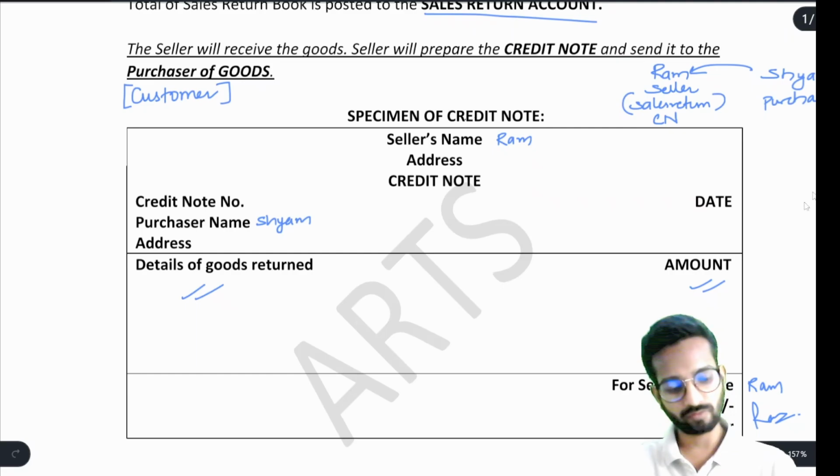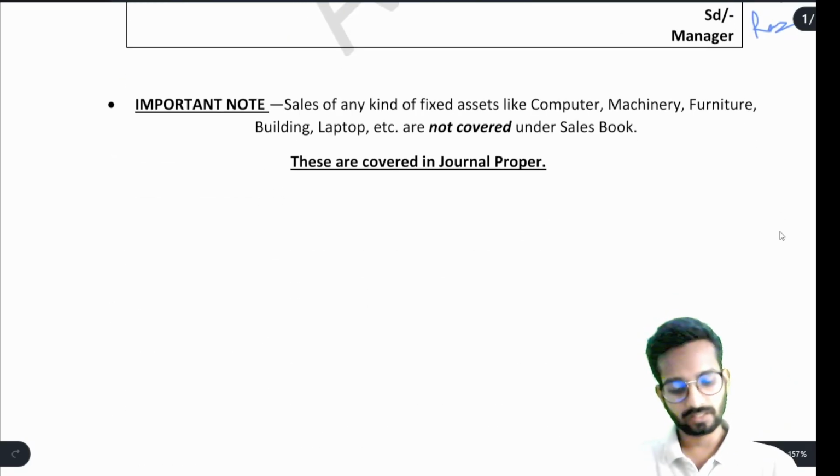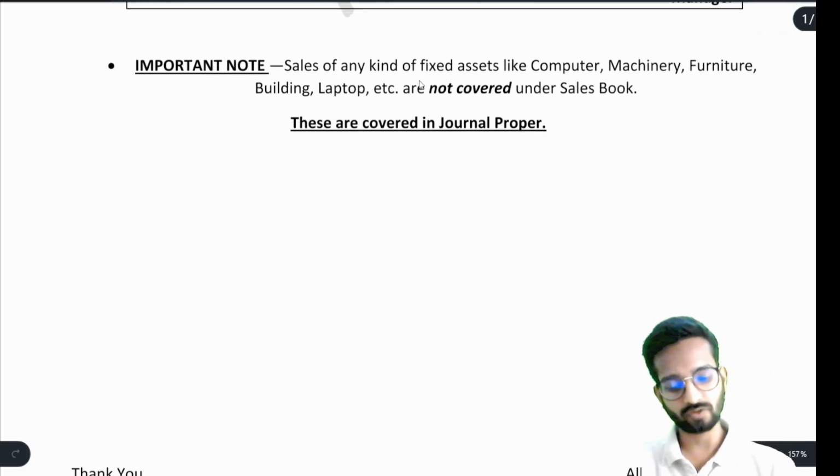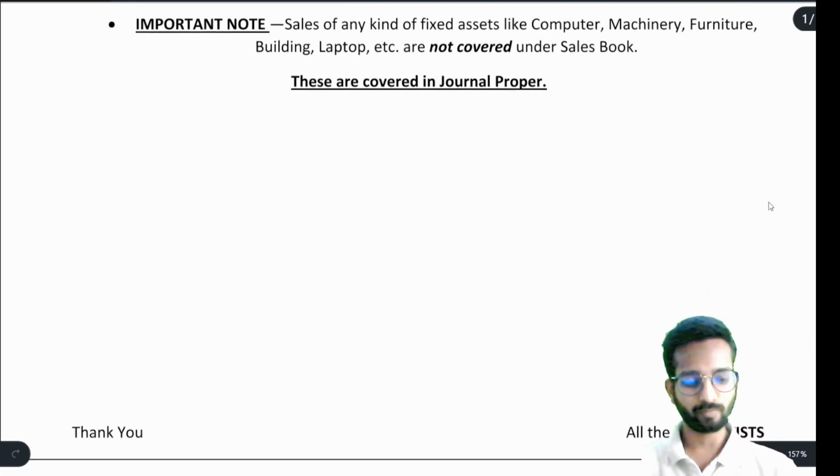Now, moving further. Important note, remember this, sales of any kind of fixed asset, computer, machine, furniture are not covered under sales book. These will be covered in the journal proper.